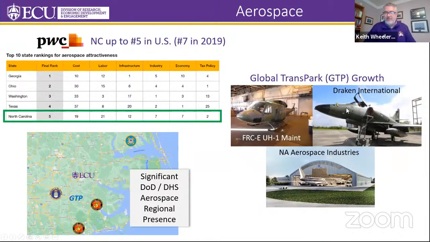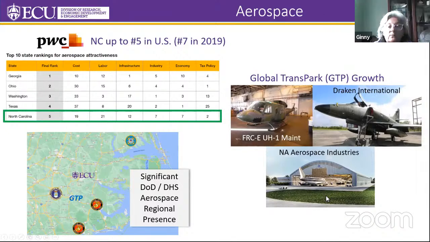I won't spend too much time on Draken International. That's a new company that is now in Kinston flying fighter opposing forces against the 4th Fighter Wing at Seymour Johnson. And then hopefully, although this got stalled due to COVID, there is an aircraft recycling and upcycling facility. It's going to be a massive hangar at the Global TransPark.